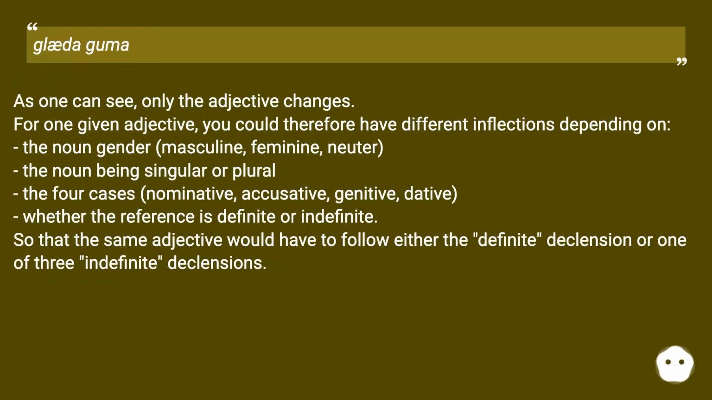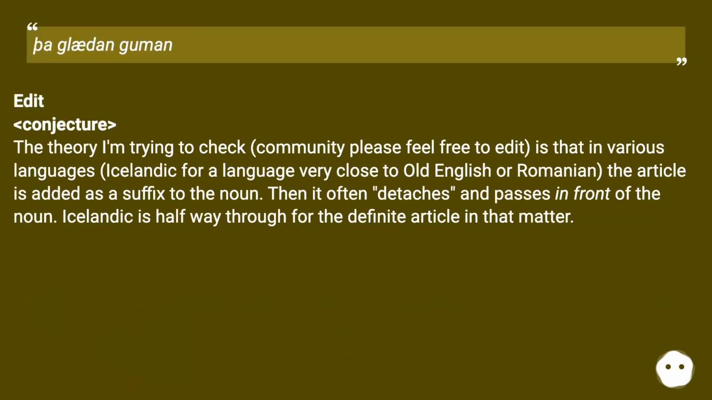For one given adjective, you could therefore have different inflections depending on the noun gender, masculine, feminine, neuter. The noun being singular or plural. The four cases, nominative, accusative, genitive, dative. Whether the reference is definite or indefinite. So that the same adjective would have to follow either the definite declension or one of three indefinite declensions. A gladen guman.